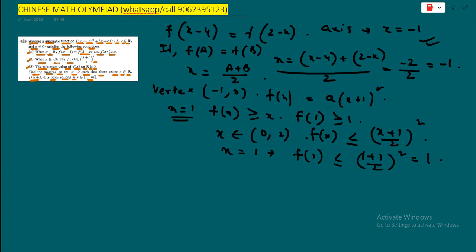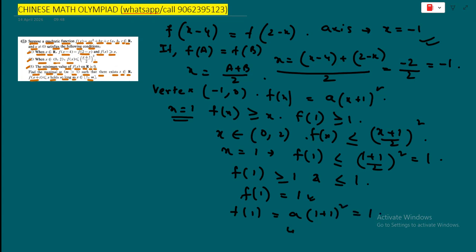Now wait, if f(1) is greater than or equal to 1 and less than or equal to 1, then f(1) must be exactly 1. Okay, so let's solve for a. f(1) is a(1+1)², that is 1.